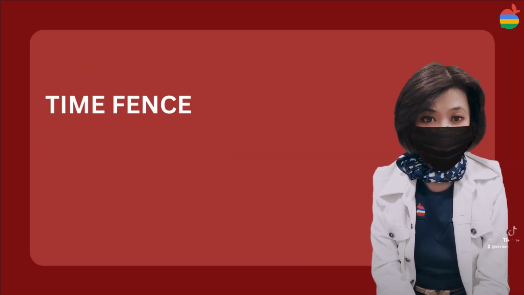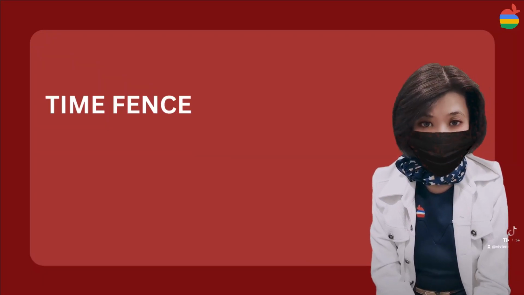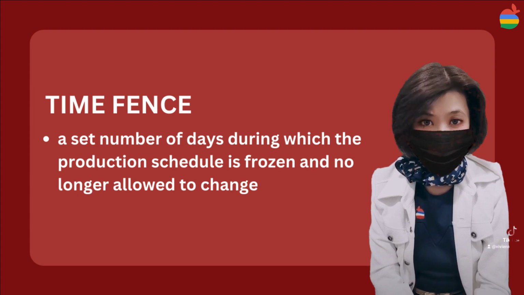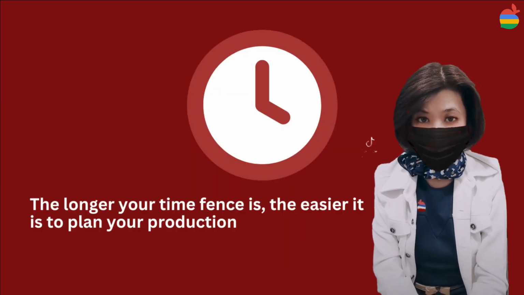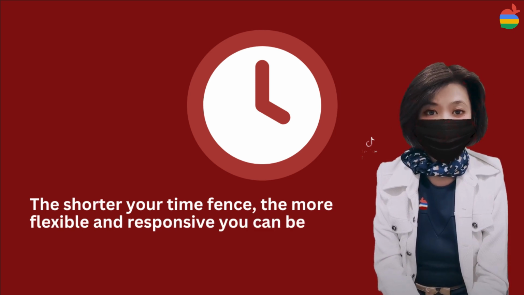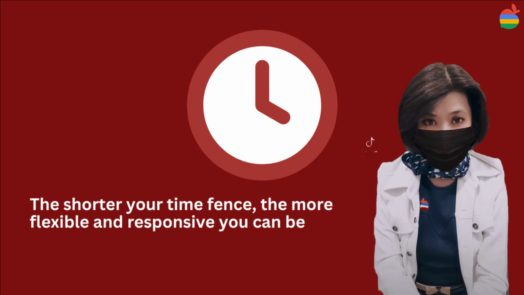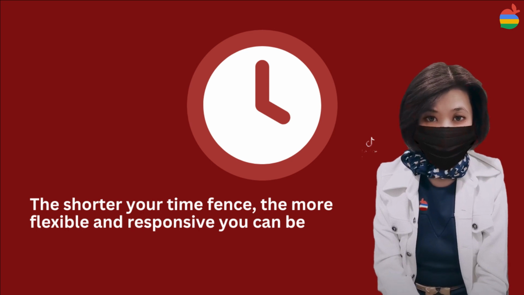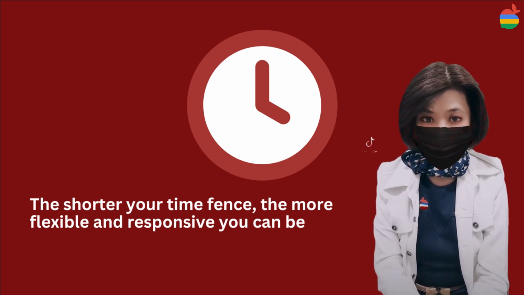To fix this problem, MRP systems have a time frame, a set number of days during which the production schedule is frozen and no longer allowed to change. That time frame represents an important trade-off. The longer your time frame is, the easier it is to plan your production. The shorter your time frame, the more flexible and responsive you can be.